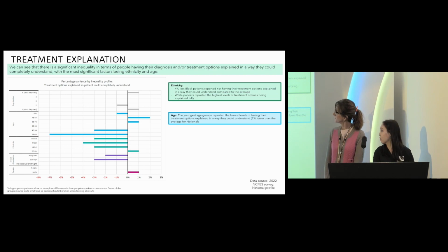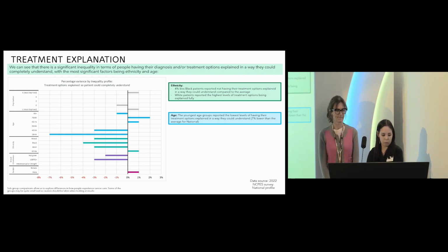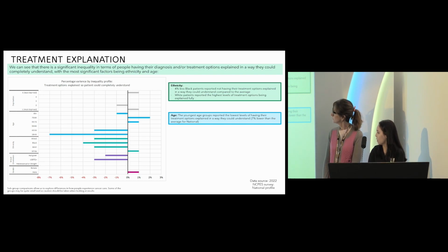So this next question is around the treatment explanation, so more secondary care. So it's looking at if the treatment options were explained to a patient in a way that they could completely understand. You can see that age played a significant factor here, so the blue-coloured bars in the graph, with the youngest age groups reporting the lowest levels of having their treatment options explained. And that was 7% lower than the national average.